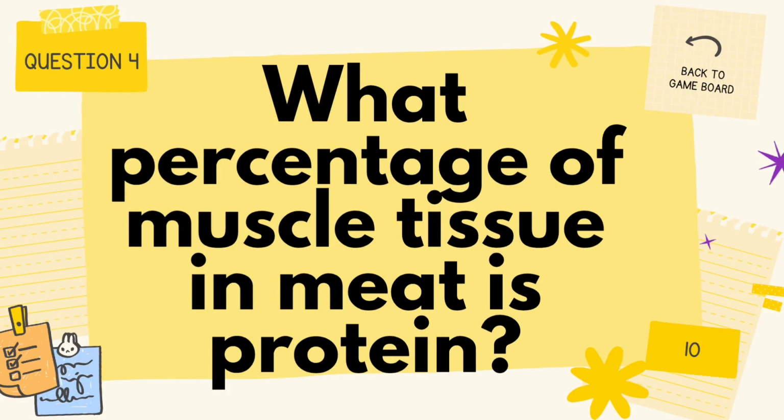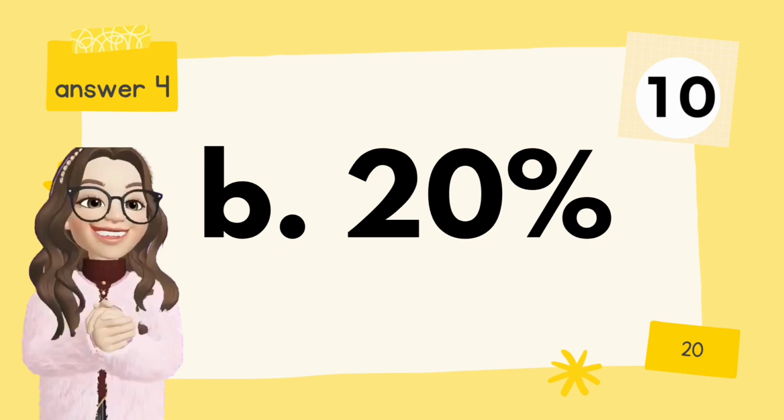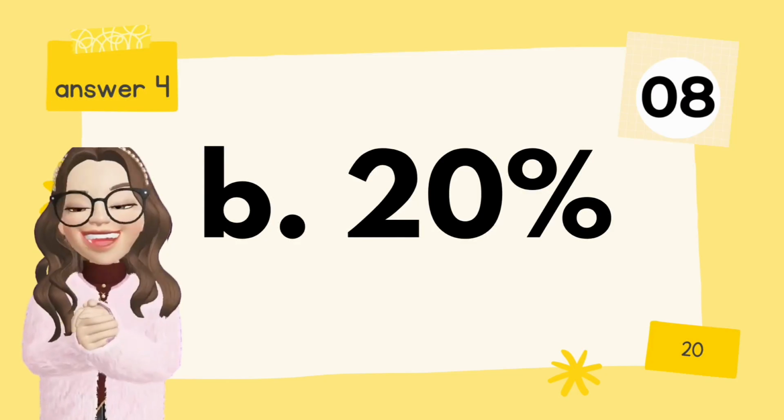Question 4. What percentage of muscle tissue in meat is protein? A. 10%. B. 20%. C. 30%. Answer letter B. 20%.